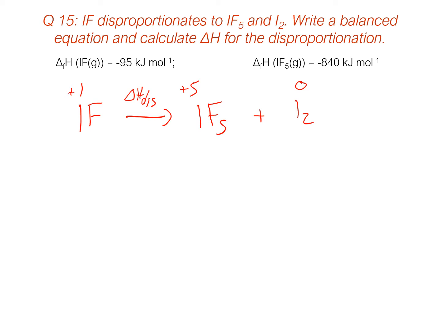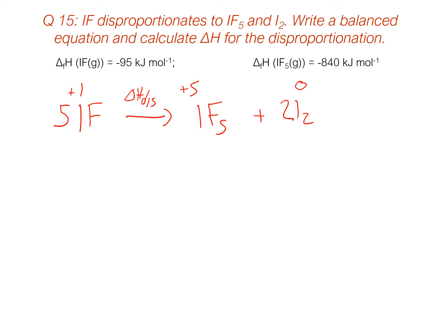It's clearly not balanced. On this side we've just got an I and an F, and here we've got 5 Fs and 3 Is. So let's go ahead and put 5 in front of this, because then we've got 5 fluorines on both sides. We've only got 3 Is on this side, so we're 1 short. So let's put 2 in front of this. And now we've got 5 Is and 5 Fs on this side, and 5 Is and 5 Fs on this side.